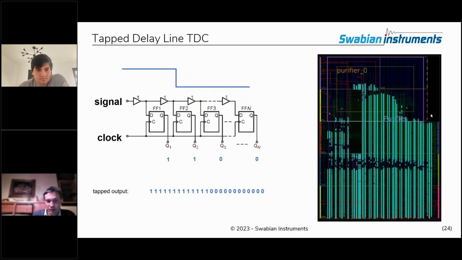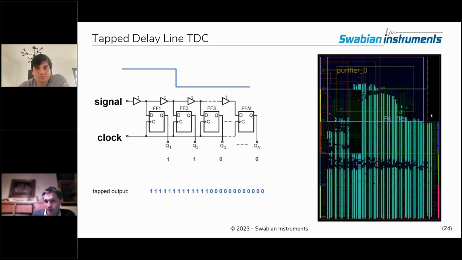And with that, you are able to generate sort of a snapshot of the propagation of the signal that you have injected into this inverter chain. So what you will get as a tap output is something like 11111110000, and from the transition between all the ones and the zeros, you know how far the signal has propagated.